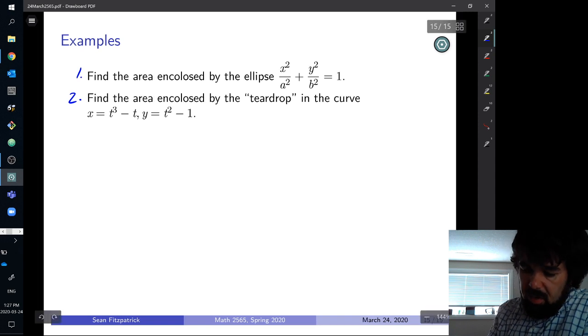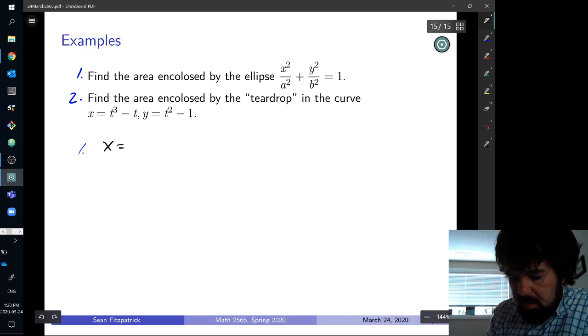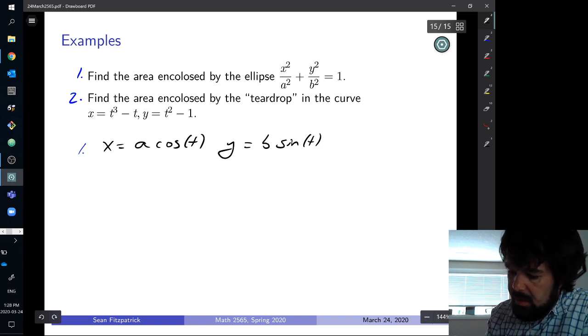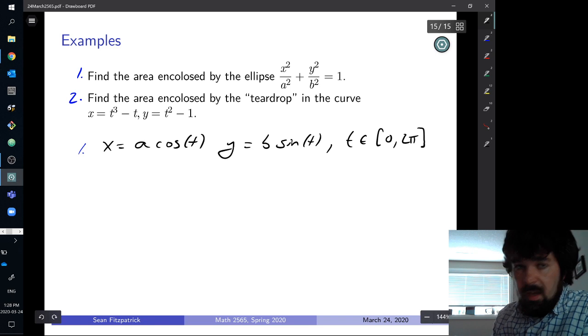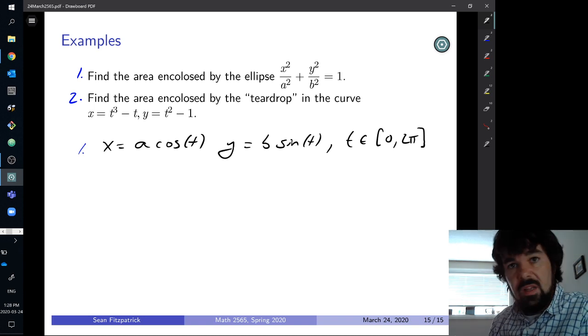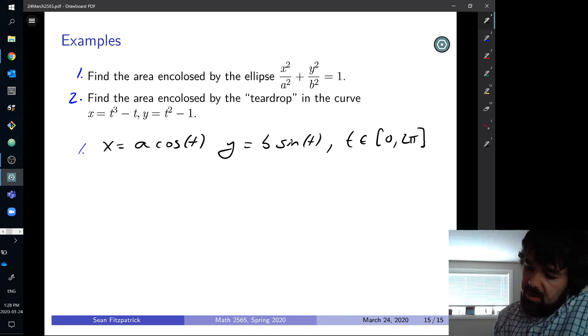Okay, you can always do this. You can always do x is equal to a cos t, y is equal to b sine t, with t from 0 to 2 pi, right? Because if you do x squared over a squared, you get cos squared. Y squared over b squared is sine squared. Sine squared plus cos squared is 1. That parameterizes the ellipse, okay? And so the area looks like this.